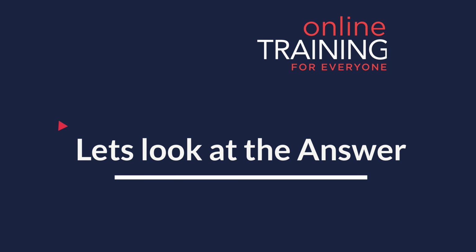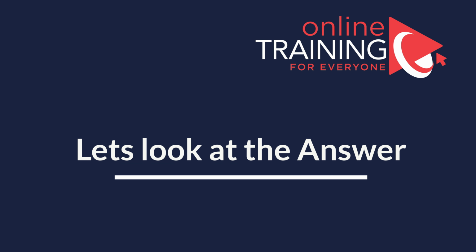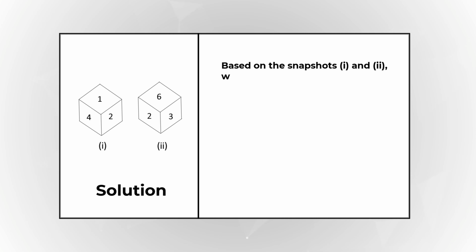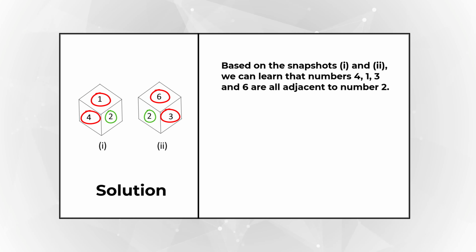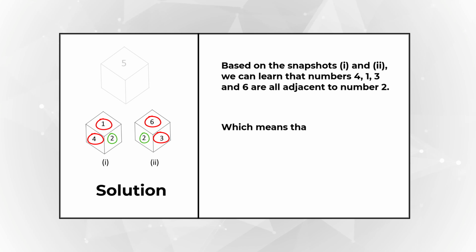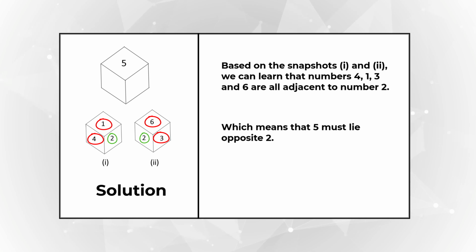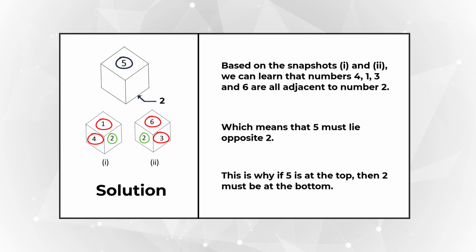To solve this challenge, let's take a close look at the dice's snapshots. Based on both snapshots, we can learn that numbers 4, 1, 3, and 6 are all adjacent to number 2. Because dice only has 6 sides and corresponding 6 numbers, based on the 2 snapshots, we can determine that 5 must lie opposite of number 2. This is why if 5 is at the top, then 2 must be at the bottom.